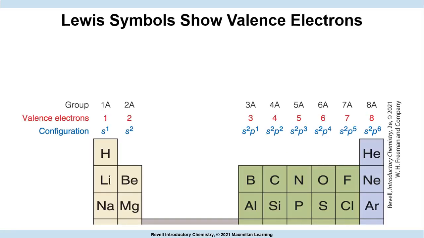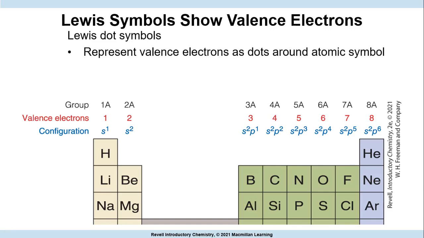That makes 8. Now let's continue with the Lewis structures, the Lewis symbols, and how we can show the valence electrons using the Lewis symbols. Now I will show you what Lewis symbols are. Lewis symbols are the Lewis dot symbols, okay? They represent the valence electrons as dots around the atomic symbol.